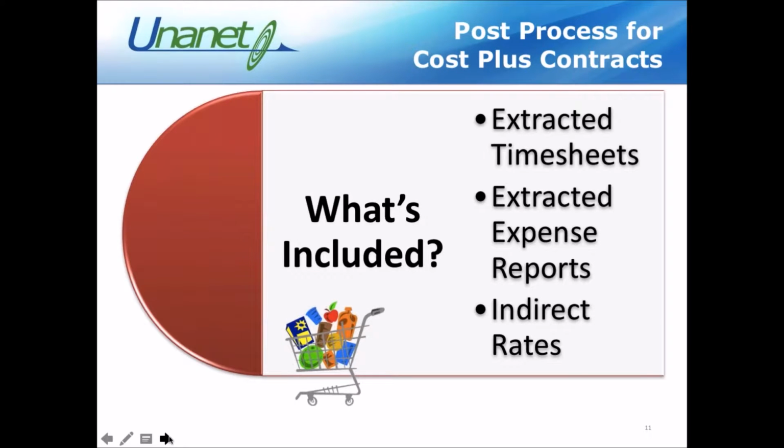And then finally, my cost plus, again, it's those extracted timesheets and expense reports, applying the indirect rates, and then applying any applicable fees, and that's the amount that's calculated to be invoiced out to the customer for our cost plus billing type and contracts. So hopefully that makes sense for the different billing types.